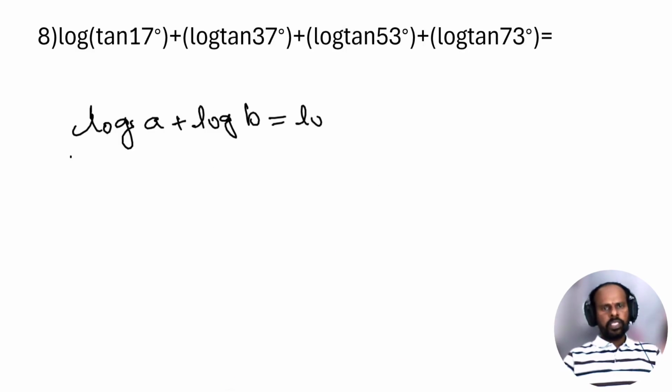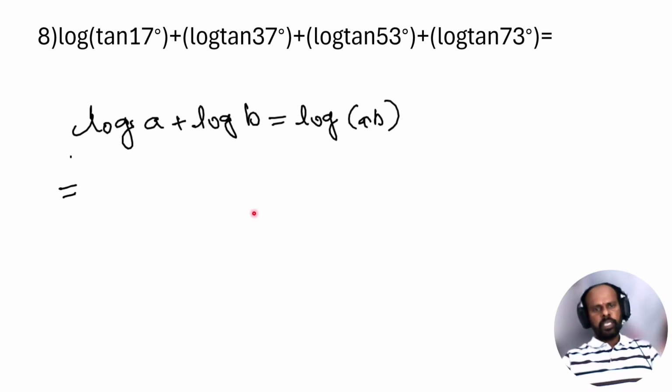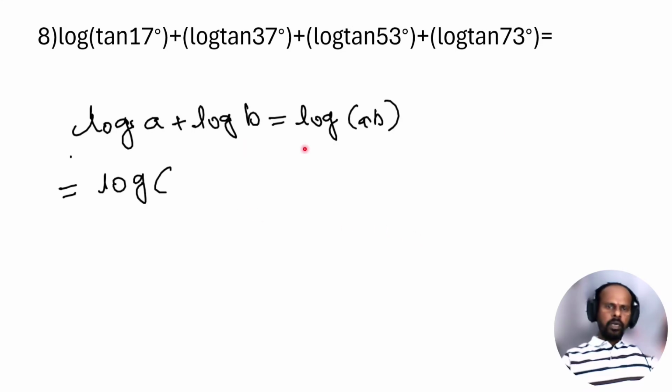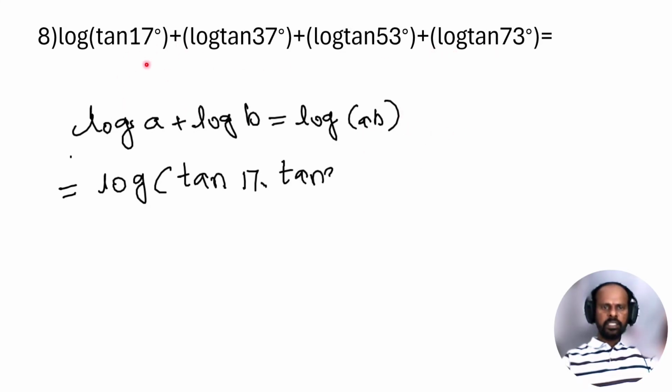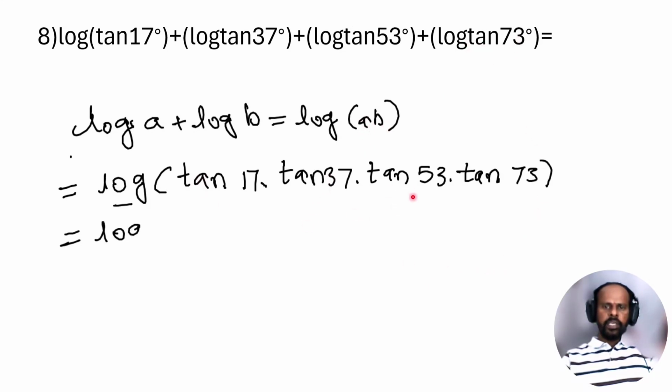So next, the eighth one. To do this problem let us use this formula: log a plus log b is the result of log of a into b. In the question also the sum is given, so I am writing it in the form of products. Log of tan 17 into tan 37 and into tan 53, and the last term is tan 73, like a into b, a into b, a into b, like that I am writing.